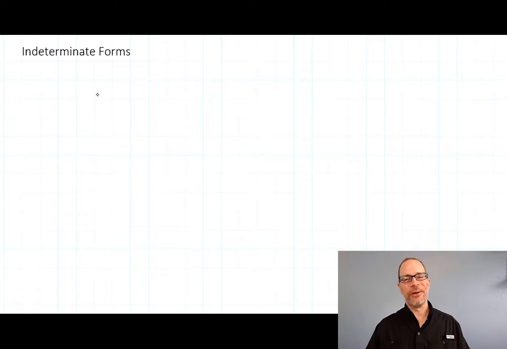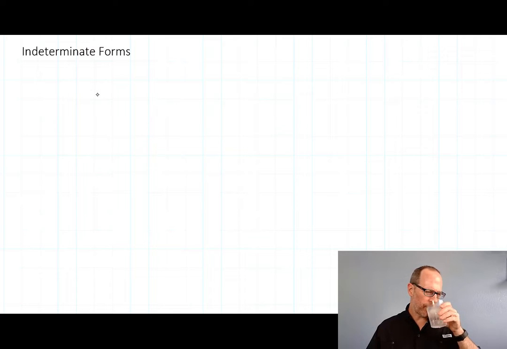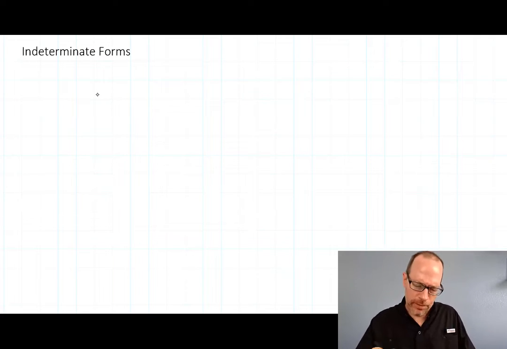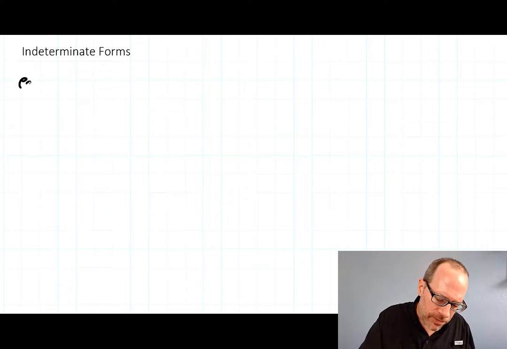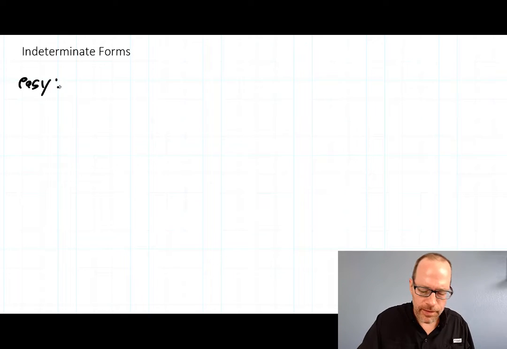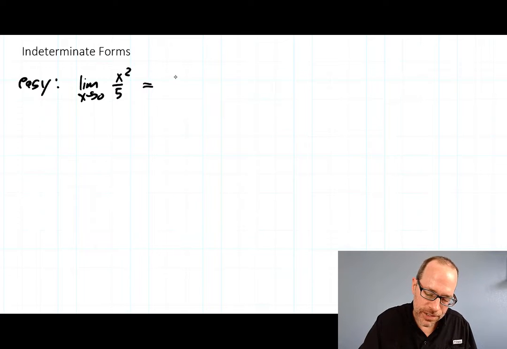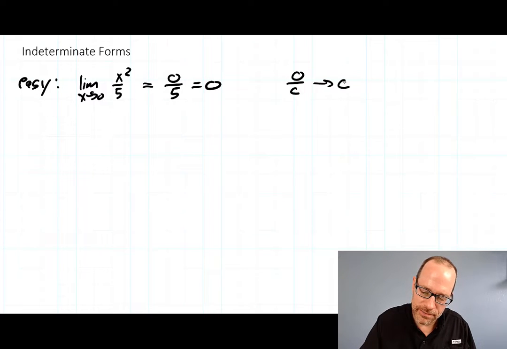All right, welcome. We're going to talk about some indeterminate forms today. There are certain types of limit problems that are kind of easy ones to figure out. Say the limit as x goes to 0 of x squared all over 5. Well, that's easy. That's 0 over 5. That's 0. So in general, 0 over constants are just 0.